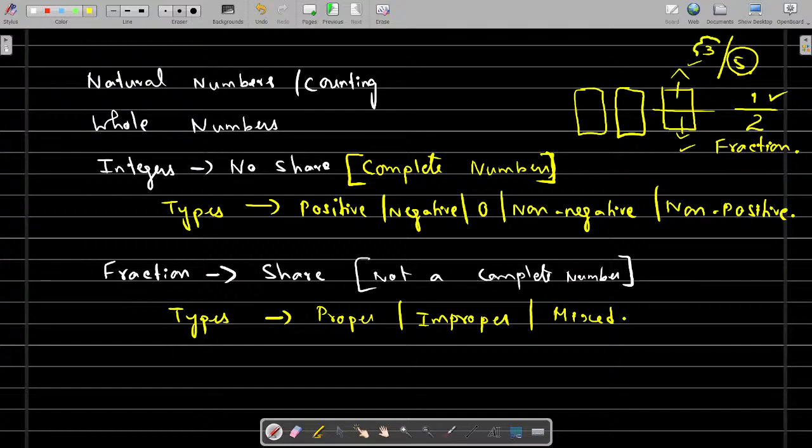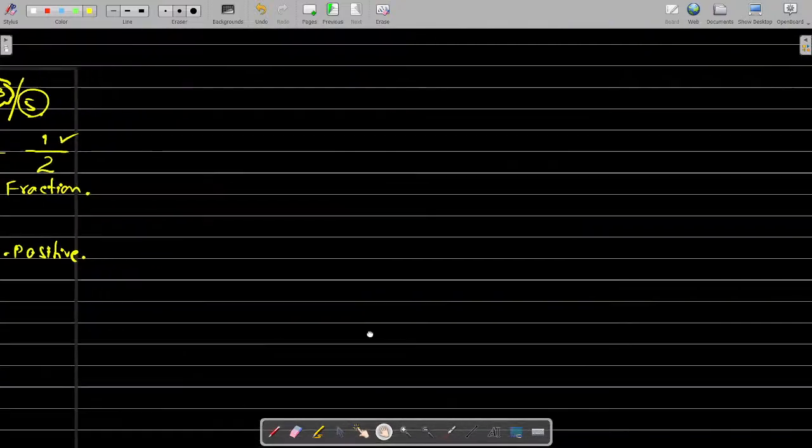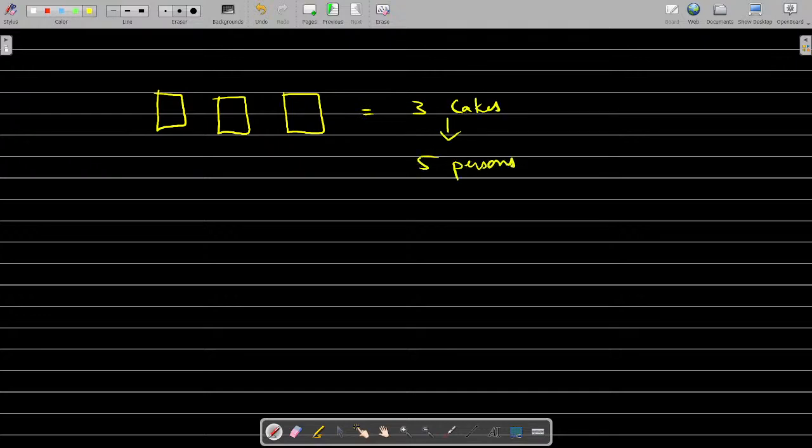How many whole cakes are here? 3 whole cakes are here. So let me use this side of the board for you. How many cakes are here? 1 cake, 2 cakes, and 3 cakes. How many cakes in total? 3 cakes in total. How many persons are going to share these 3 cakes? 5 persons, which means you write this as 3 by 5.